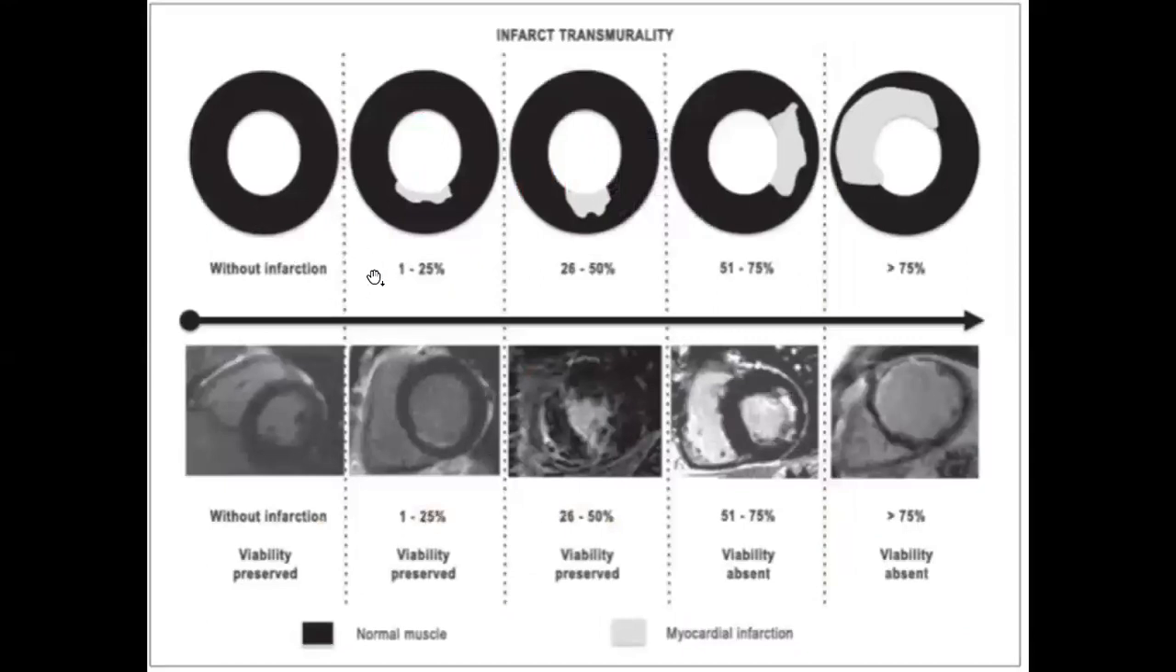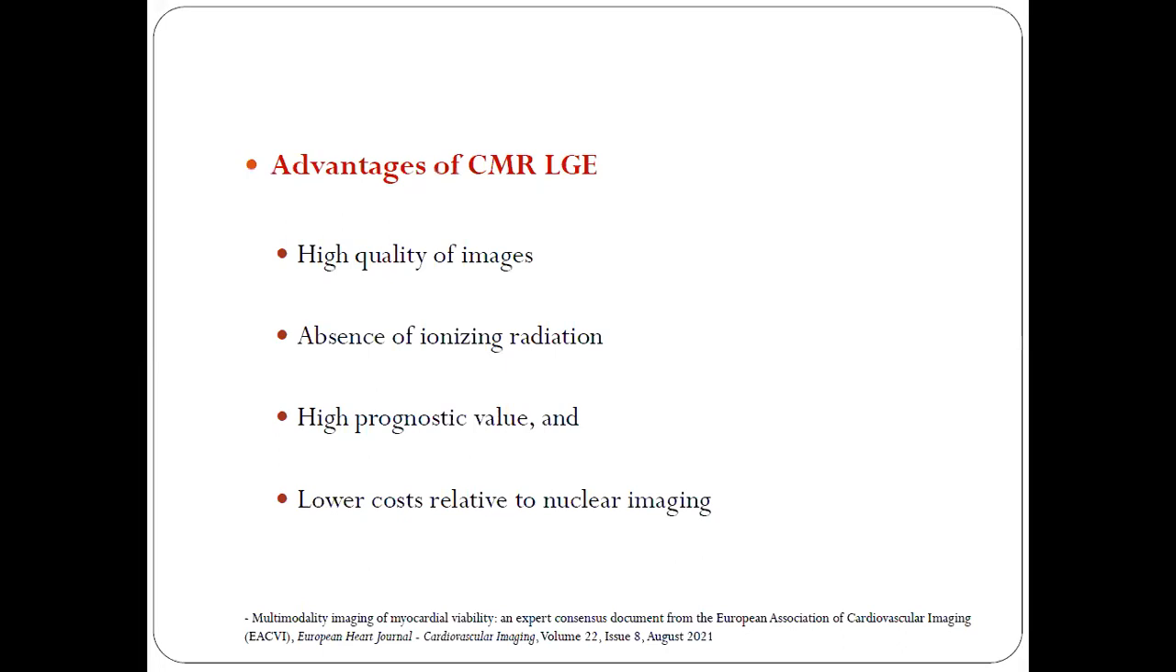So this is without infarction. At 1 to 25%, viability is preserved. At 26 to 50%, viability is preserved, and if more than 50% of the transmural tissue is gone, that means it is infarcted, viability is absent, and there is no use of doing reperfusion in this setting.